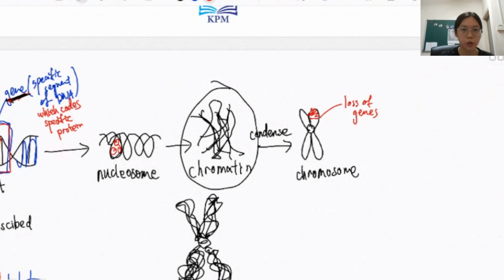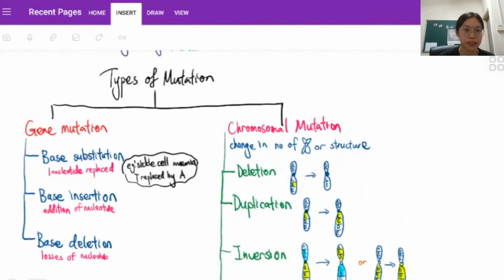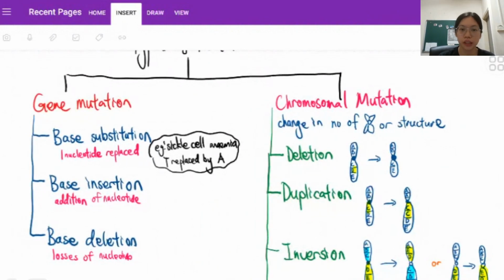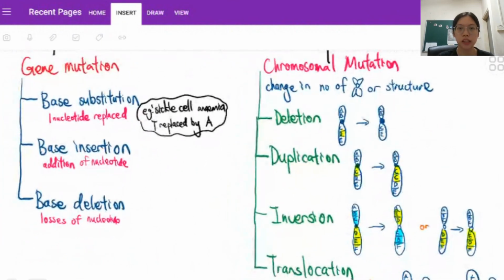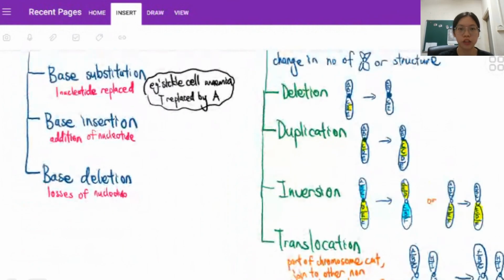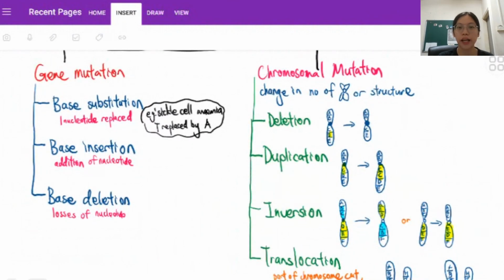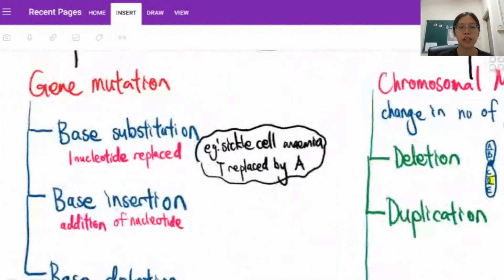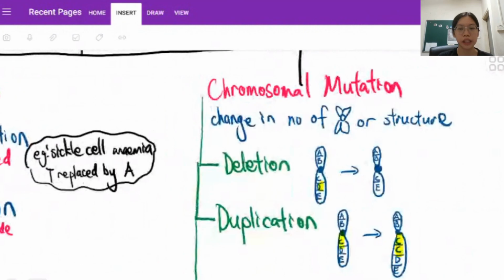So now let's take a look at this. Gene mutation consists of base substitution, base insertion, and base deletion. And chromosomal mutation has deletion, duplication, inversion, and translocation. This one you can refer to the textbook for a clearer picture. But normally we mention it on a case basis: sickle cell anemia is where base substitution occurs, and deletion of chromosome is for chromosome 5, where Cri-du-chat syndrome will occur.